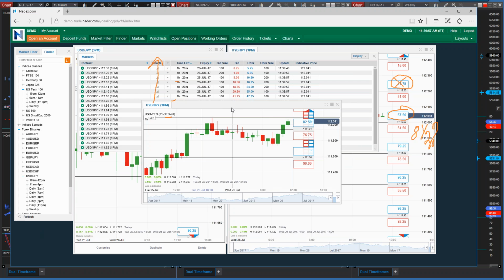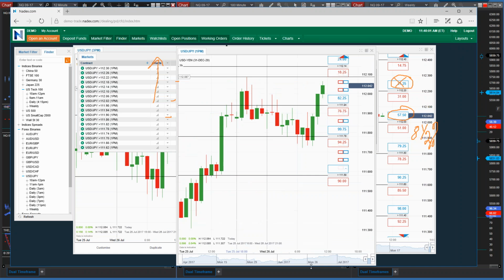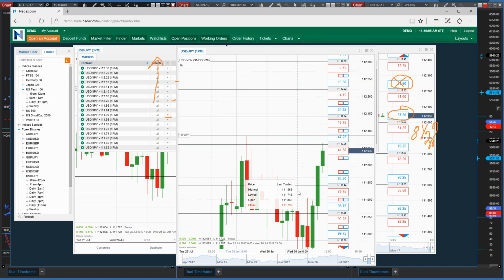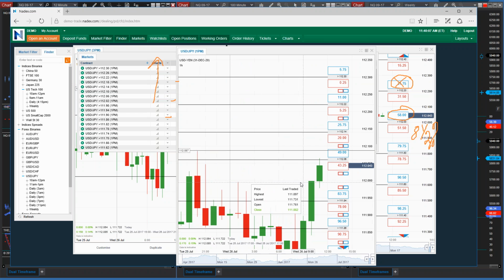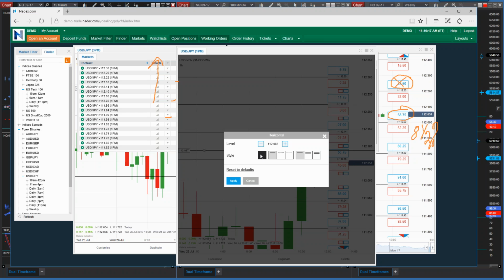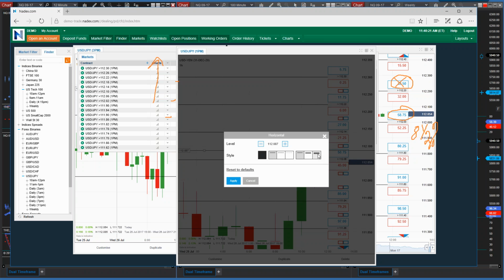So this is where I'm going to come in and say, okay, what binary options are available on this one that I could potentially do? And this is where I'm expecting it to go, okay? And I'm going to customize this. We're going to put it to blue, and we're going to make it a little bit darker.